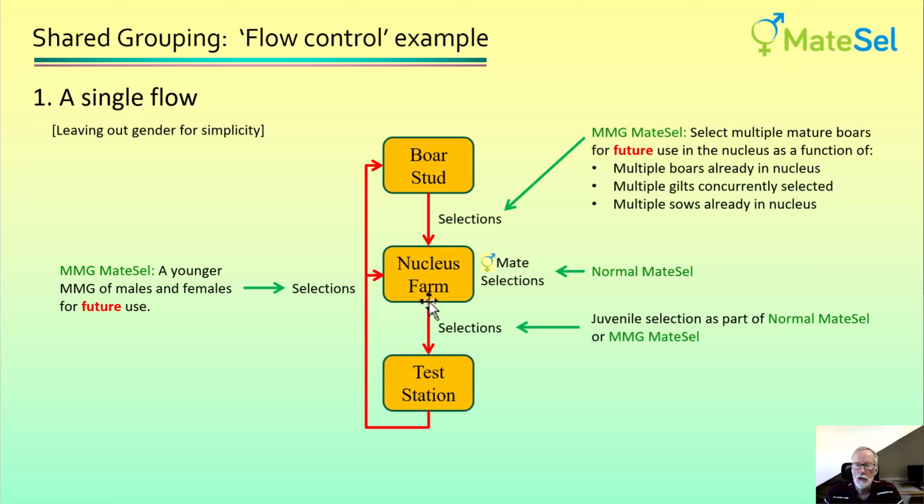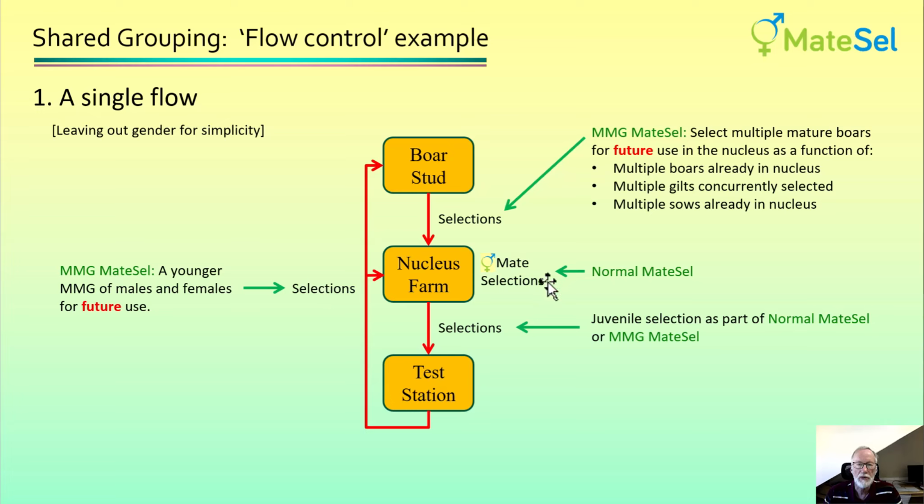Then there's selection of juveniles out of the nucleus farm to go to the test station, males and females. Then after the test, successful off-test individuals are selected back into the nucleus farm and the boar stud. So these are 3 stages where selections are made and yet no mate allocations are made. And that's where cohorting and grouping of animals is important.